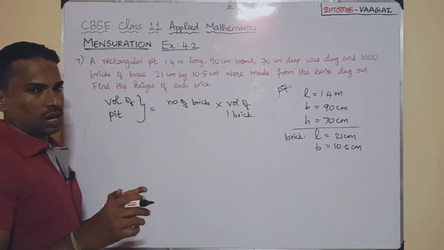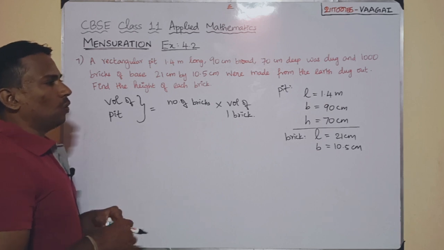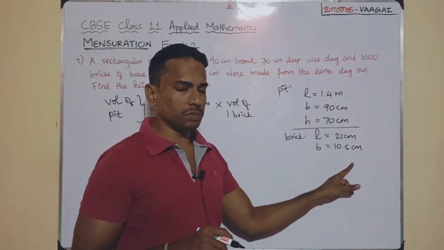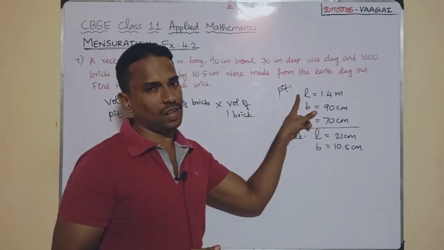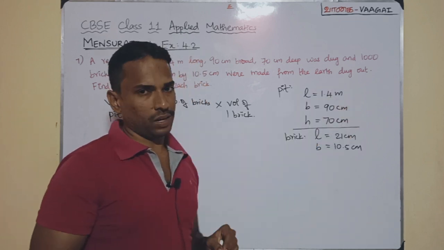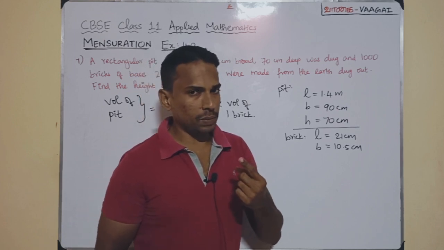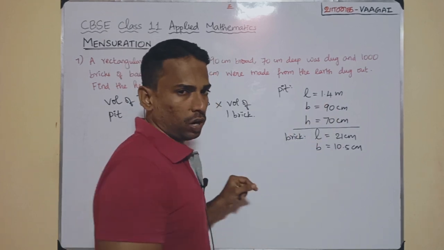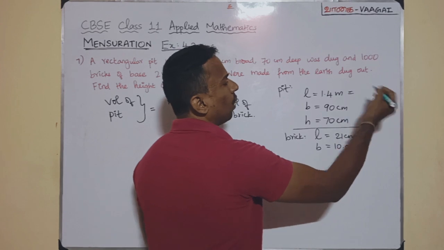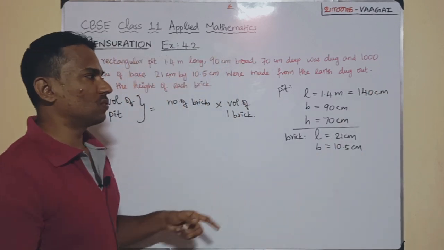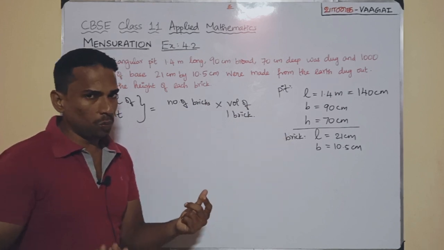Now let's carefully put the values here. Going back to the dimensions, all these values are given in centimeter except this length. Length is 1.4 meter. We know the relation between meter and centimeter. 1 meter is 100 centimeter, which means I have 1.4 meter. This will be 1.4 into 100, 140 centimeter. That's all. And it's very clear that both of them are cuboid shapes only.